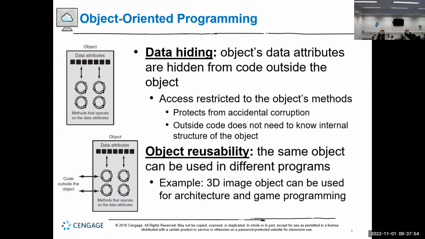You do not need to know the internal structure of the object. It makes it simple, right? Whenever you call it, you just need to know what it does. You do not have to understand the internal code of the method. Also, you can reuse the object, right? The same object can be used in different programs. It is a way of working with inheritance. For example, you can have a 3D image object that can be used for architecture and for a game program. So you can use the one 3D image object, and from that you can generate many instances.